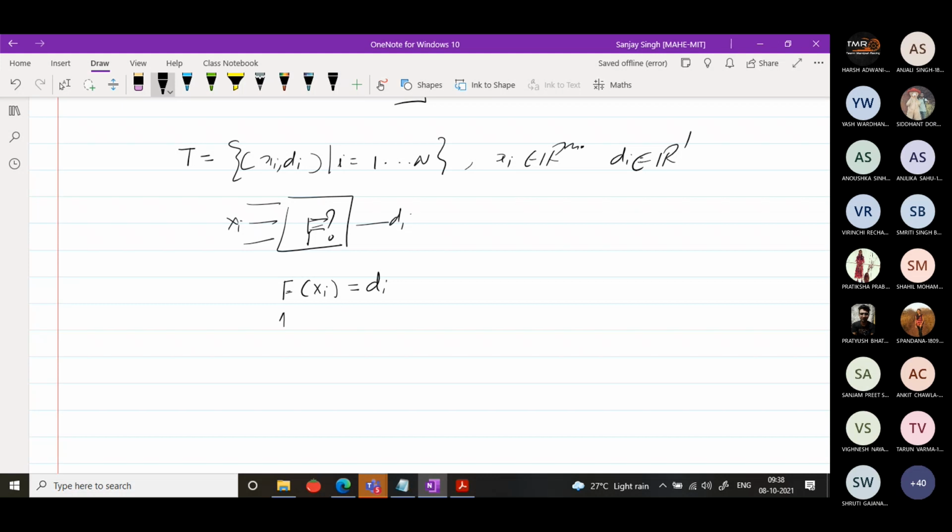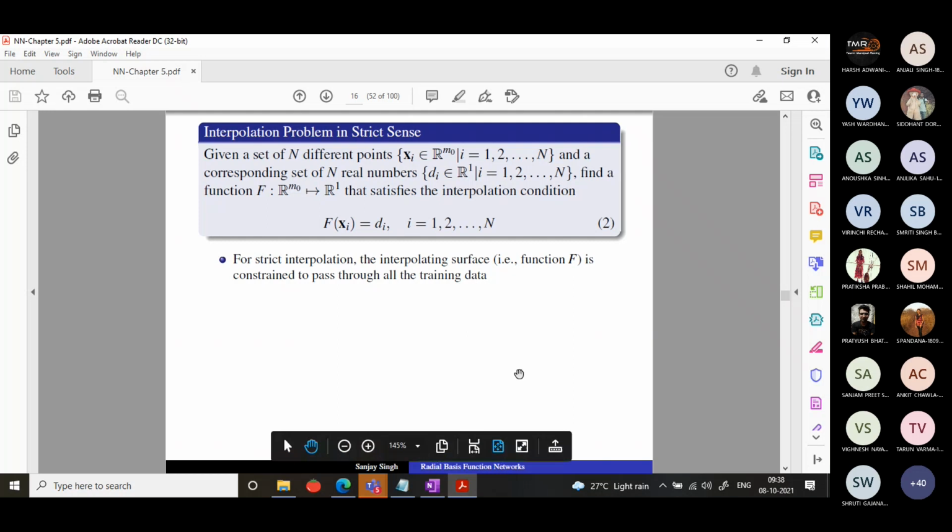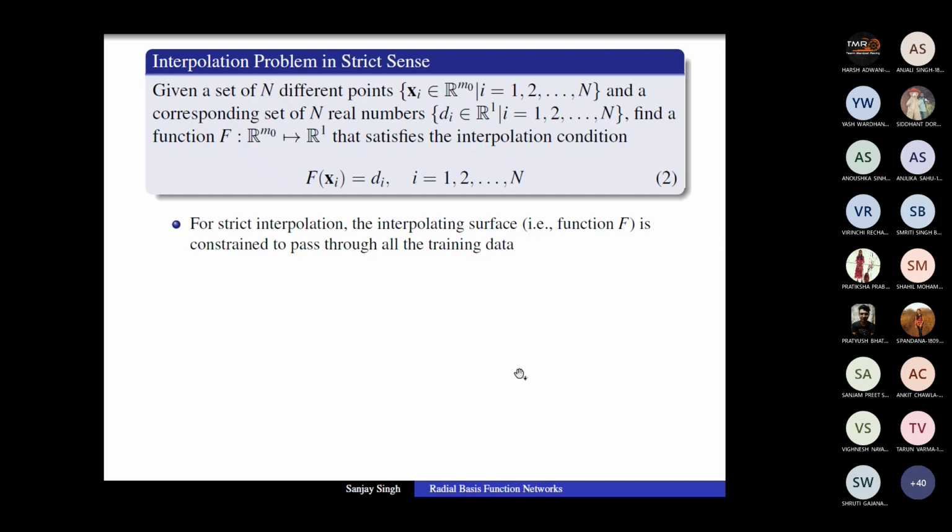So finding this f is basically the interpolation problem. You can say that you are doing function approximation here, but we are using the idea of interpolation, which is not very different from what we have been doing in the neural network, but we are doing it using a different process. We use weights, etc. So with this, let me go to the definition of interpolation in the strict sense.